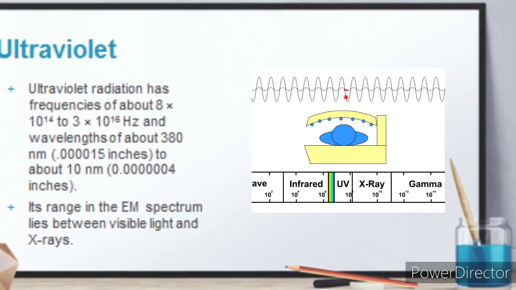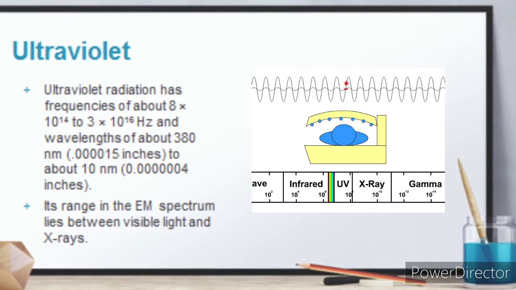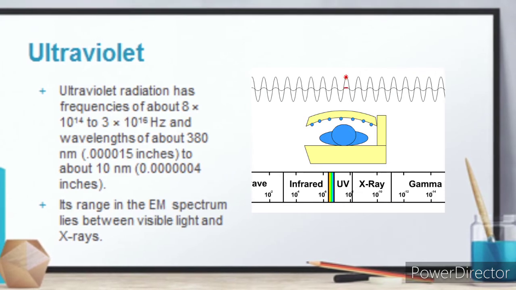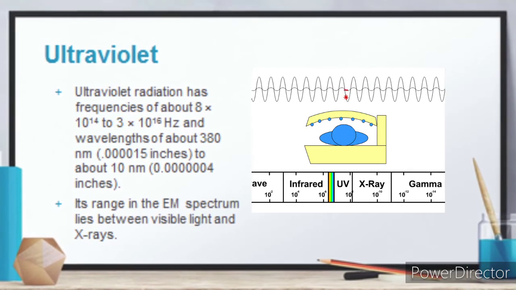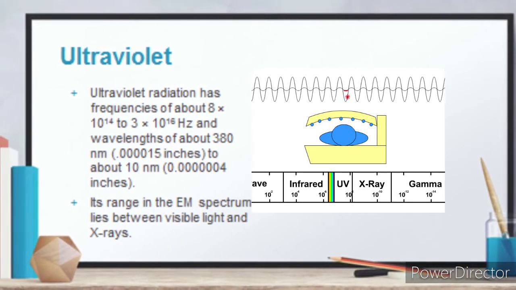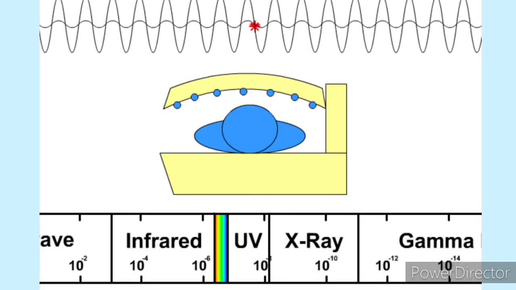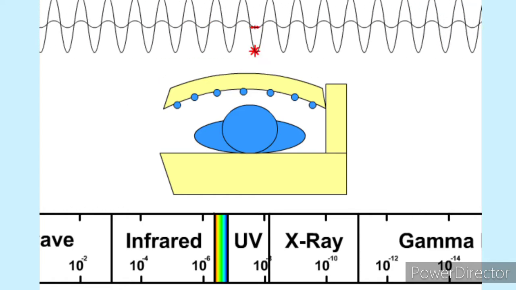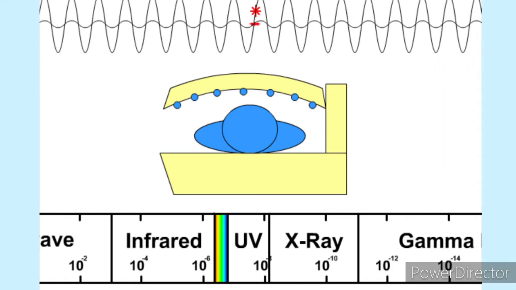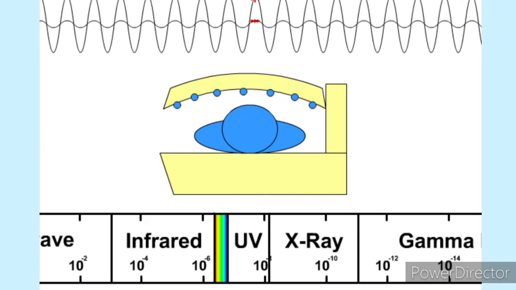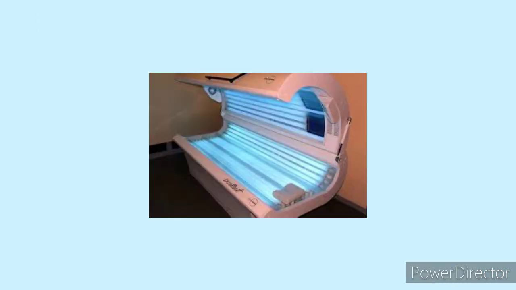Ultraviolet rays are the type of electromagnetic wave that comes from the sun. Ultraviolet radiation has frequencies of about 8 times 10 raised to 14 to 3 times 10 raised to 16 Hz and a wavelength of about 380 nanometer to 10 nanometer. Its range in the EM spectrum lies between visible light and X-rays. UV radiation is emitted by the sun and is the reason why our skin gets tans and burn. It has numerous medical and industrial applications, but it can damage living tissues.